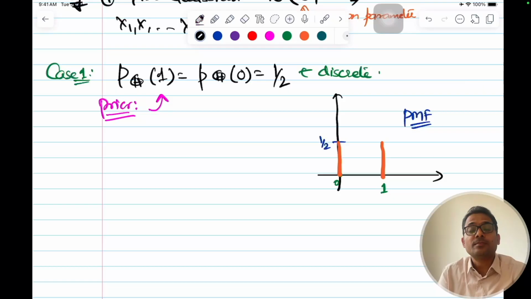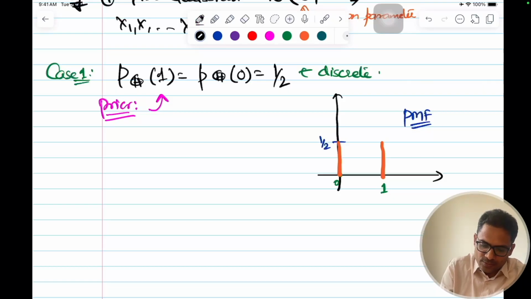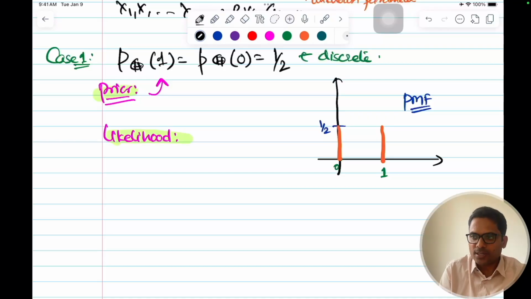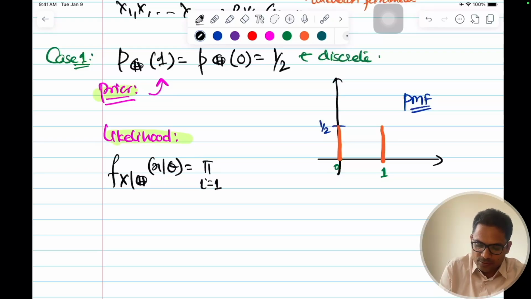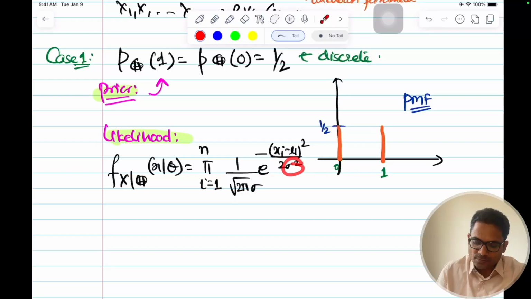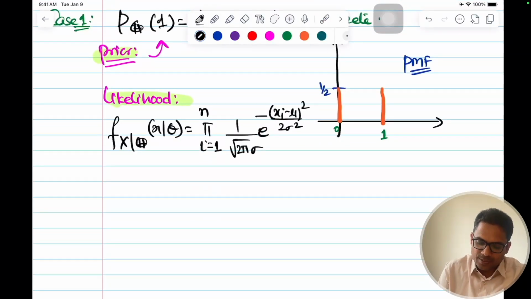For calculating the posterior we need the prior, then we need the likelihood. So what will be the likelihood? We know it's a Gaussian. So what is the PDF of a Gaussian? Earlier it was Bernoulli. So this will be f of x given theta, and it's the product of all, so product for i equal to 1 to n of 1 by root 2 pi sigma, e to the power minus (xi minus mu) whole square by 2 sigma square. This is our Gaussian. By now you should be used to this. So we know that sigma is equal to 1.